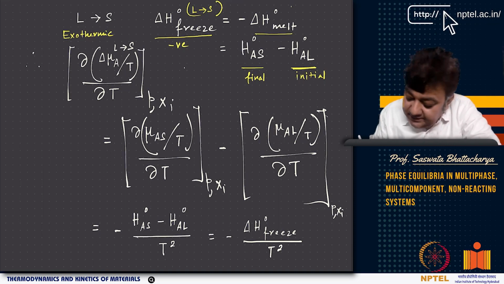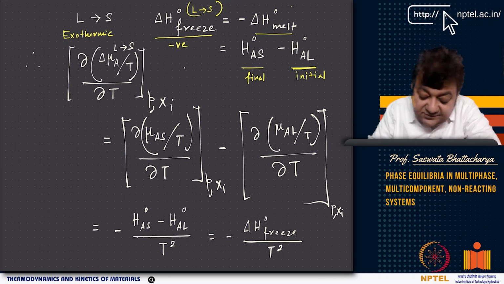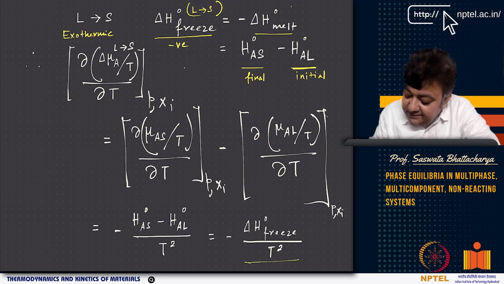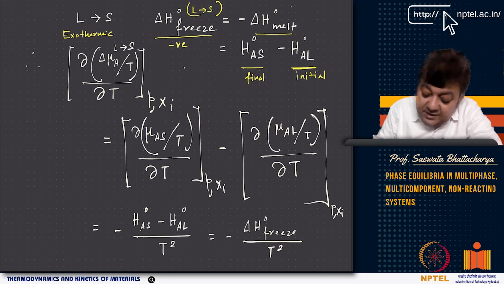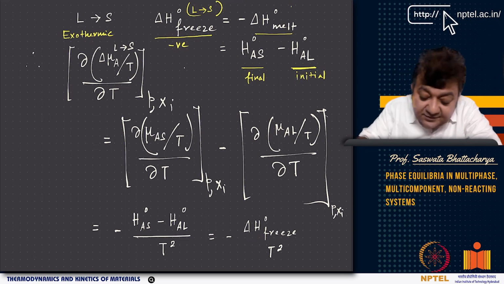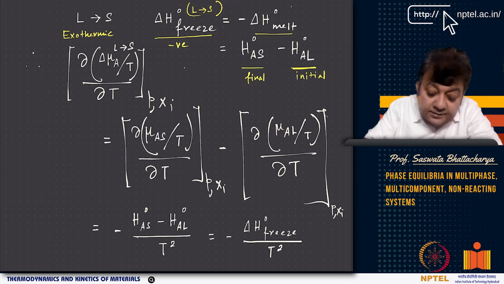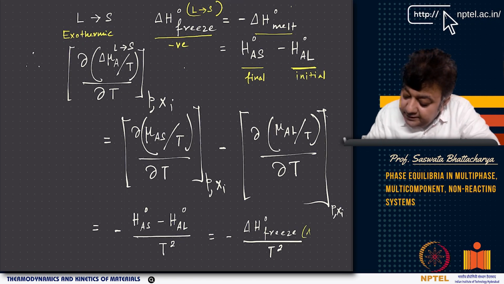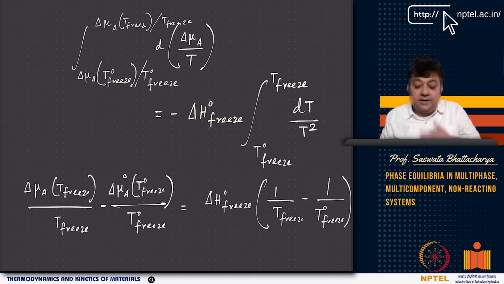I don't see any R here. So basically this comes from, again, the Gibbs-Helmholtz relation. So this is nothing but minus delta H0. Basically you are looking at a liquid to solid transformation. So d of delta mu A by T, that is the chemical potential of component A by T, and this we will call delta H0 freeze of component A. Remember, we are doing it for a component. We can do it also for the other component.